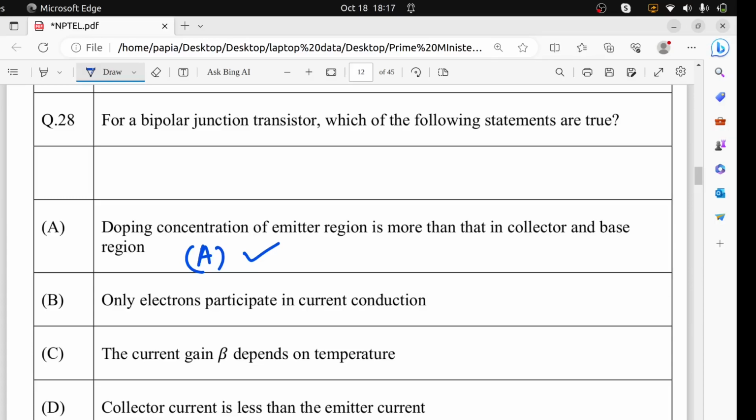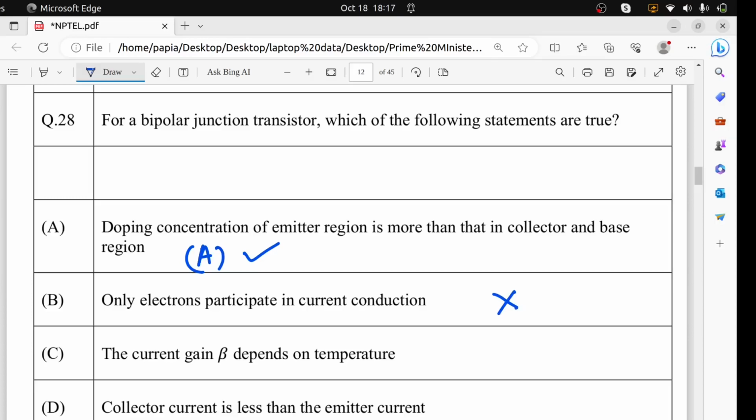Now coming to the B option. Only electrons participate in current conduction. Is this correct? No. Because in a transistor, electrons as well as holes, these two are participating equally in current conduction. So only electrons cannot participate in current conduction. The holes are also participating in current conduction. So this option is not correct.